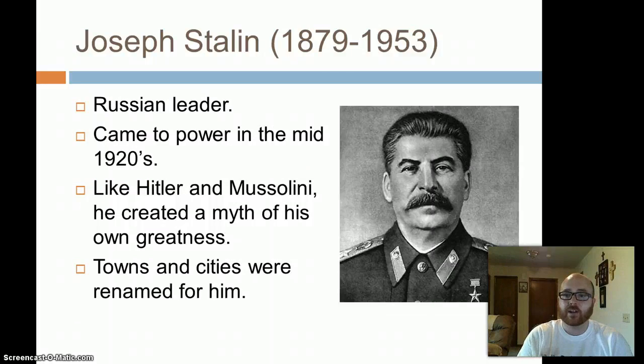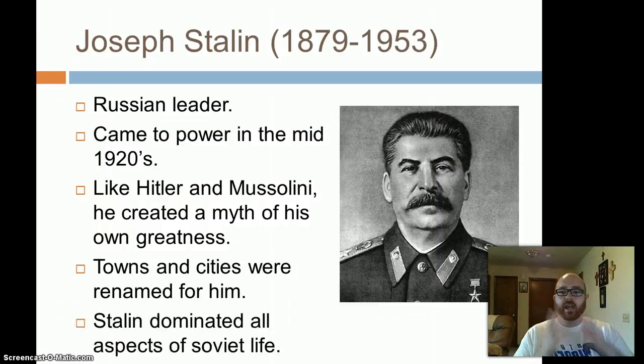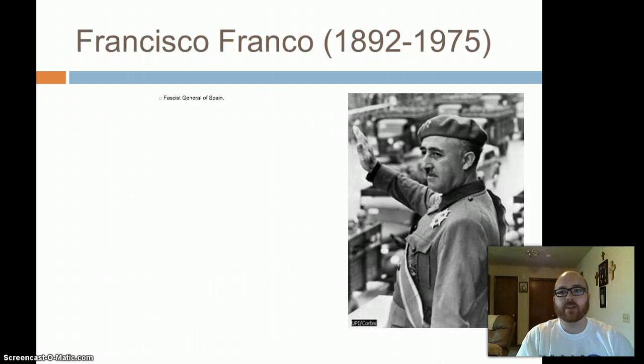Next up is Joseph Stalin and the USSR. He came to power in the mid-1920s after Lenin. He kind of forced his way into power, by means of killing other people to get what he wanted, which was power. Like Hitler and Mussolini, he created myths of his own greatness, renamed towns after him, such as Stalingrad, and basically took total control over everything. And that's how they get the name totalitarian leaders, because they would take total control over all aspects of life. All came down to them. Hitler, Mussolini, Stalin.